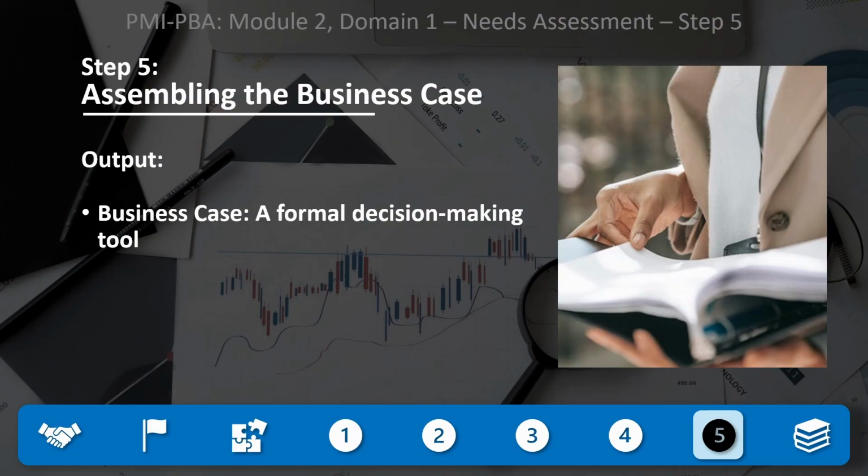By assembling a strong business case, business analysts ensure that initiatives are not launched on enthusiasm alone. Instead, they are grounded in evidence, aligned with strategy, and supported by a clear value proposition. This step protects organizations from wasted investments and builds confidence that resources are being directed toward opportunities that truly matter.